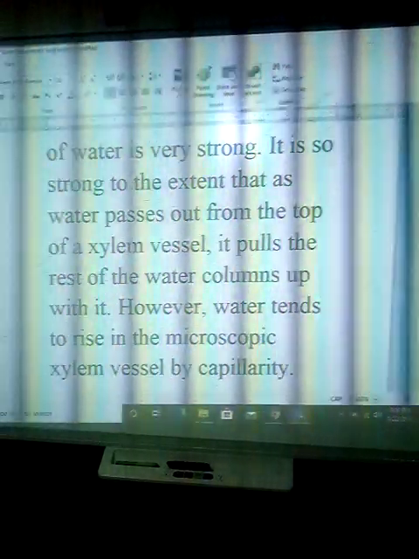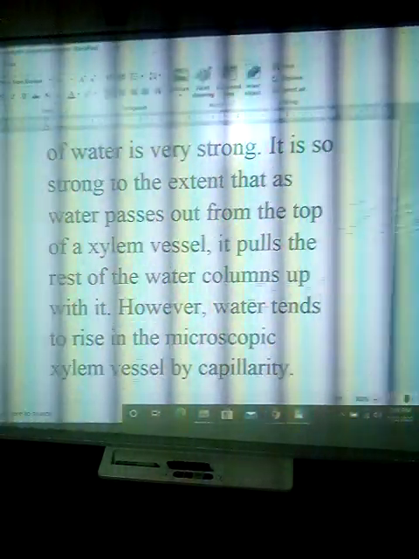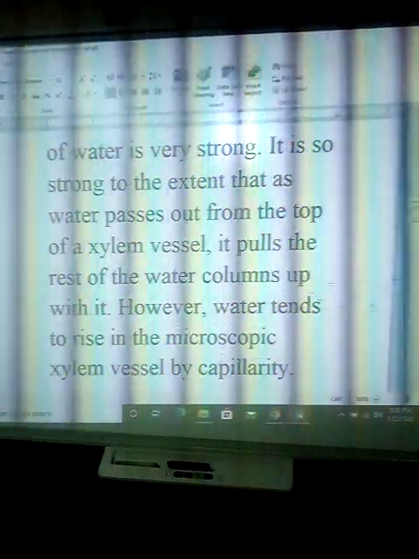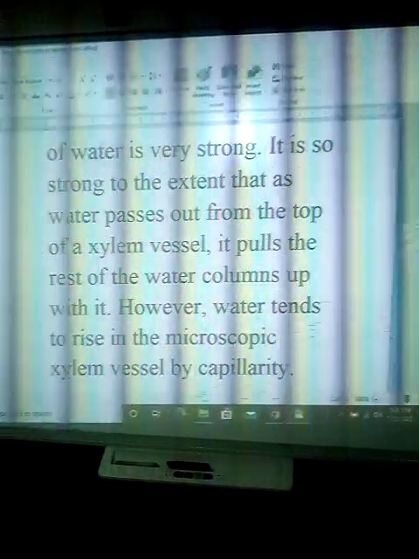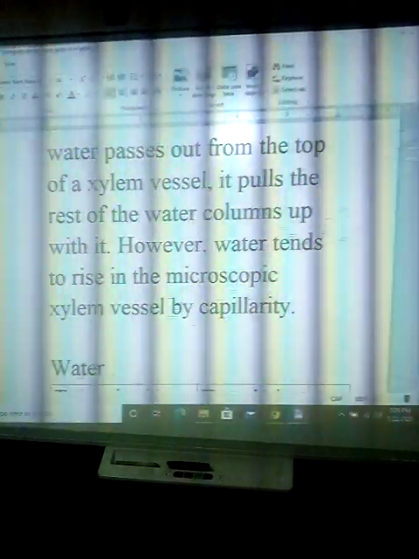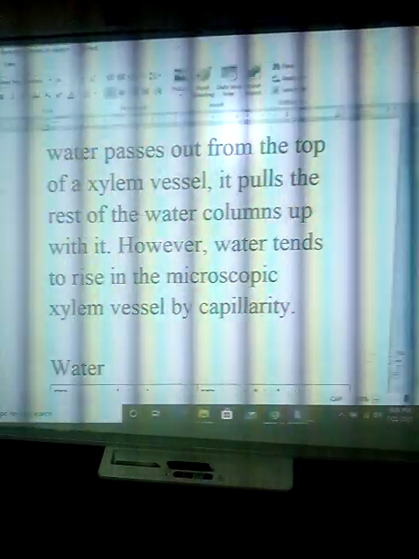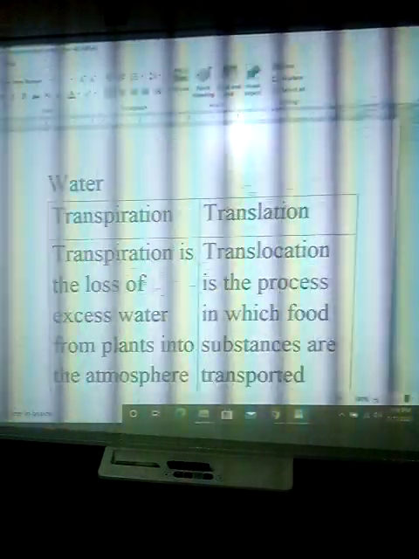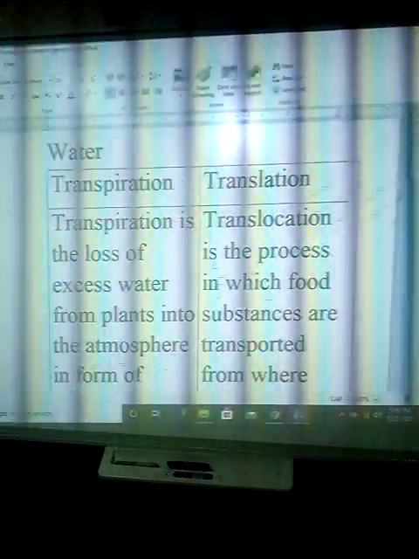It pulls the rest of the water molecules up with it. However, water tends to rise in the microscopic xylem vessel by capillarity. Water tends to rise in the microscopic xylem vessel by what? Capillarity. Capillarity is the process where water tends to move.